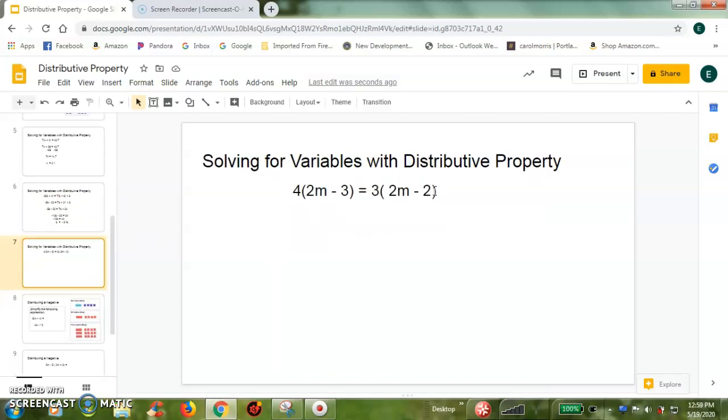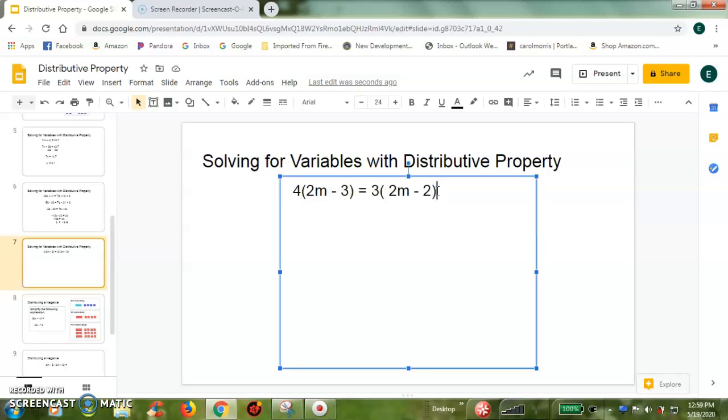All right, this one just has two positives that we distribute. All right, and there's no combining like terms with this. So first I'll distribute the 4. So this becomes 8m minus 12 equals 6m minus 6. All right, and then what I'm going to do is subtract the 6m from both sides. So I have 2m minus 12 equals -6. And then last step here, I'll add 12 to both sides. So 2m equals 6. Divide both sides by 2, so m equals 3.